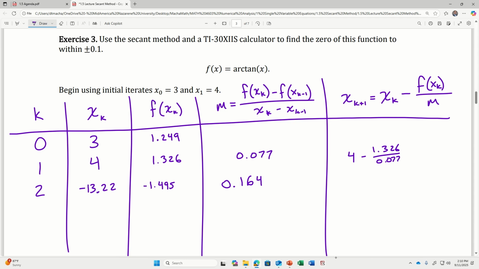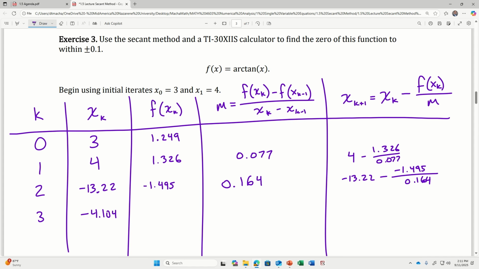Then over here, we need the previous iterate, which is negative 13.22 minus negative 1.495 divided by 0.164. What is that? Negative 4.104. Yeah. Okay.